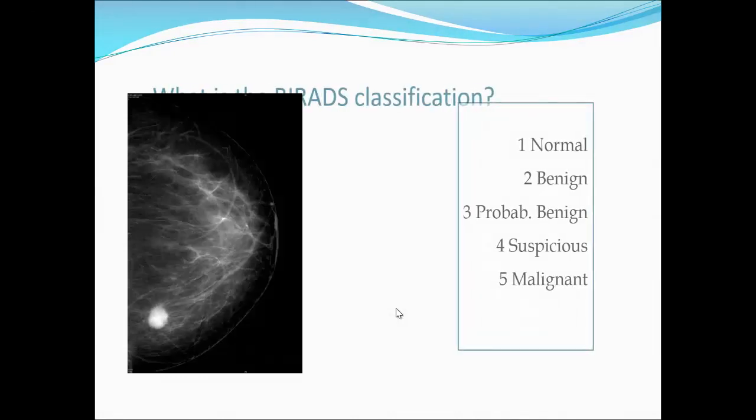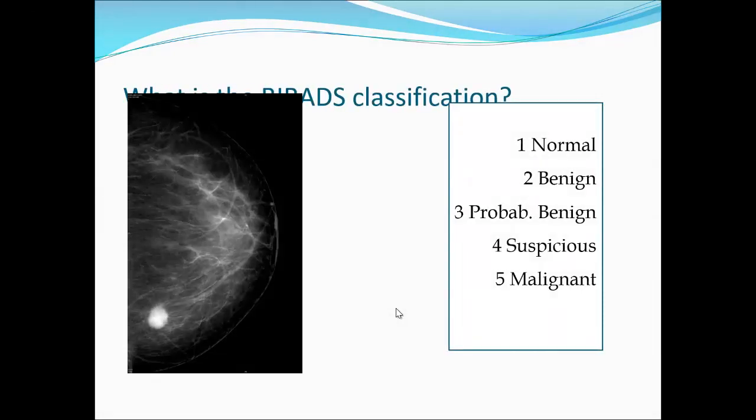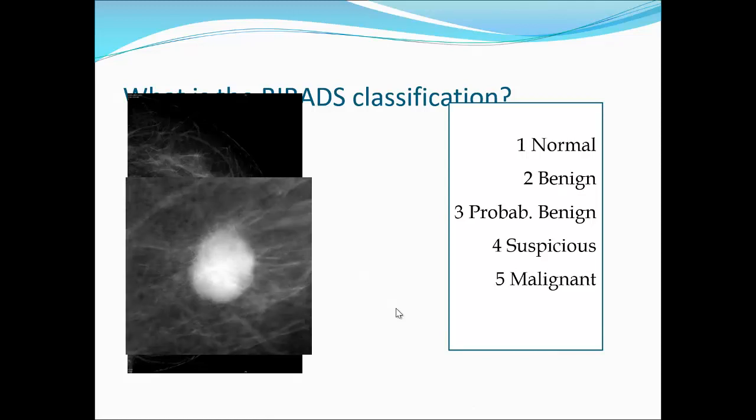This is another mass. This is typical for malignancy also because it is well circumscribed, but there is speculations and architectural distortion. It is well circumscribed, but take care to magnify. There is speculations here and architectural distortion, so this is malignant mass.